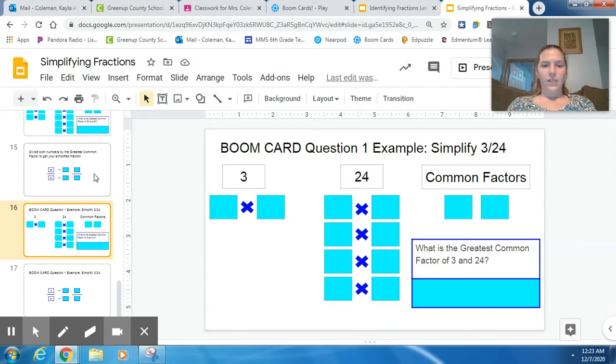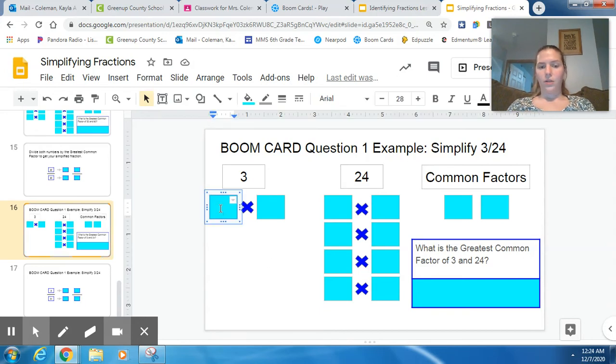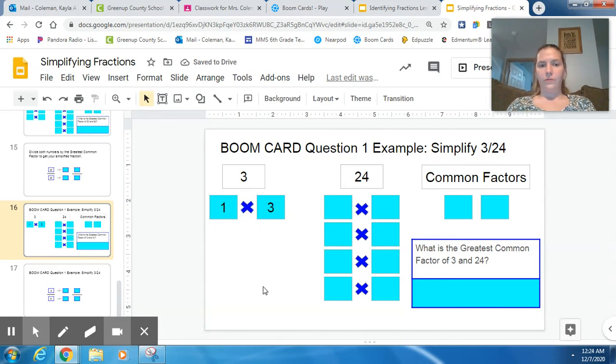So first thing I'm going to do is factor the number 3. Well, the number 3 is a prime number. That means that the only thing you can multiply to get 3 is 1 and itself. So 1 times 3, that's the only factor pair for the number 3. It's the only thing you can multiply together to get 3.